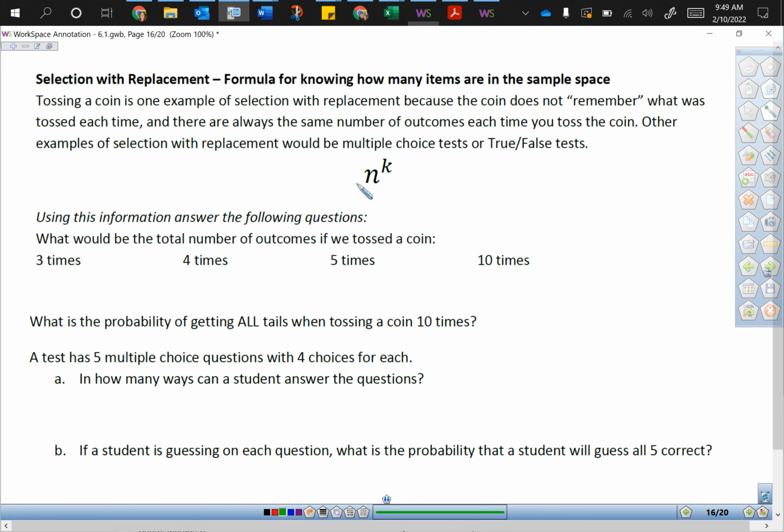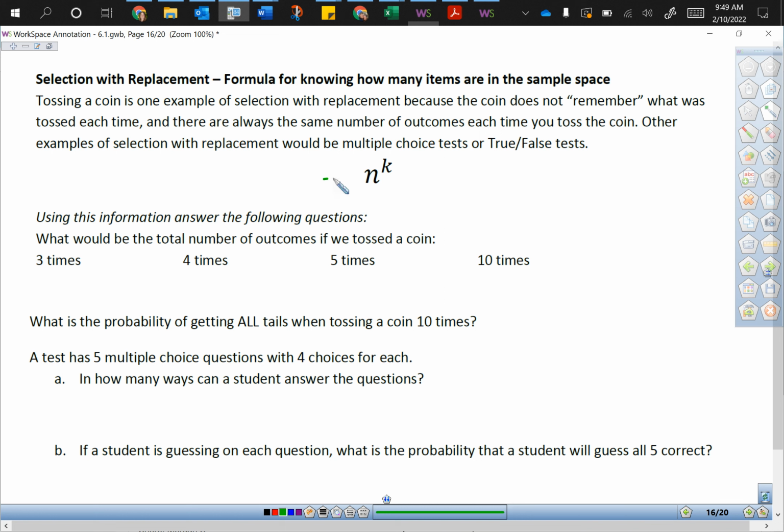This is the formula that we are going to use to figure out how many possibilities are in our sample space. Because when it said toss a coin 3 times, we could find out what that sample space was, and we found out there were 8 possibilities. But what if I asked you to toss a coin 4 times, or 10 times, or 100 times? Coming up with all of those possibilities would be unrealistic, and it would take forever. So this formula right here is going to help me figure out how many possibilities are in our sample space.